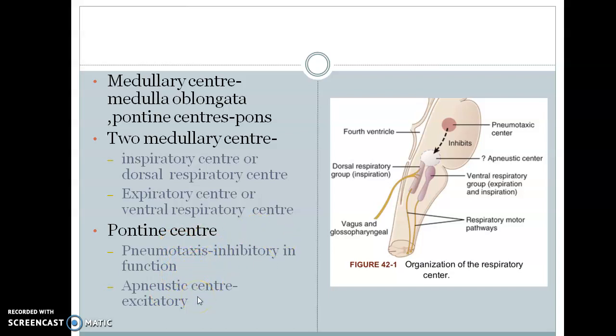While the apneustic center is excitatory in nature. So you can understand this. There are 2 medullary centers and 1 pontine center. The inspiratory and expiratory centers, the pneumotaxic center, which is inhibitory, and the apneustic center, which is excitatory.